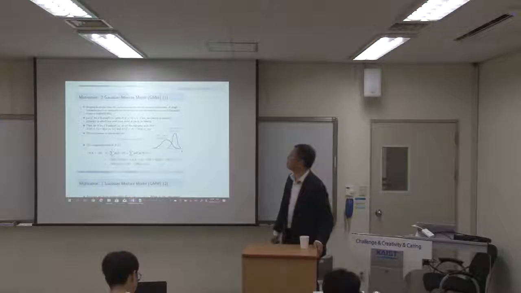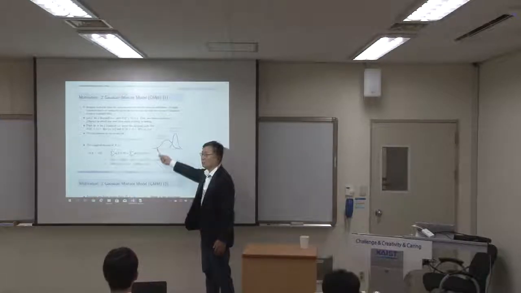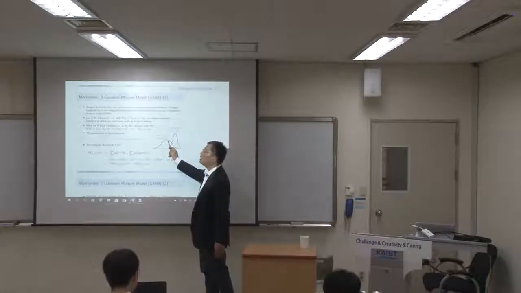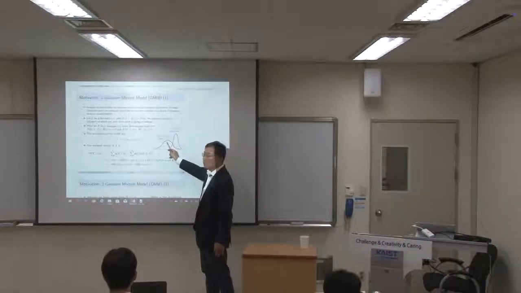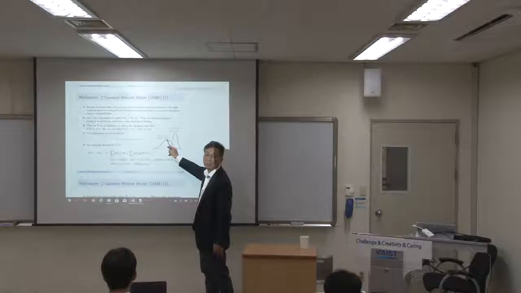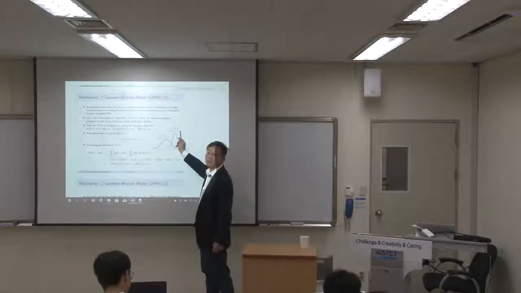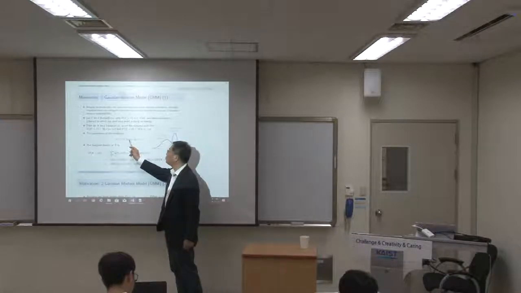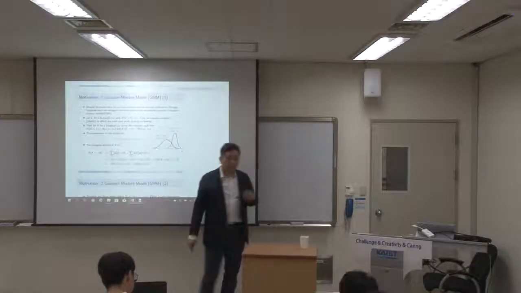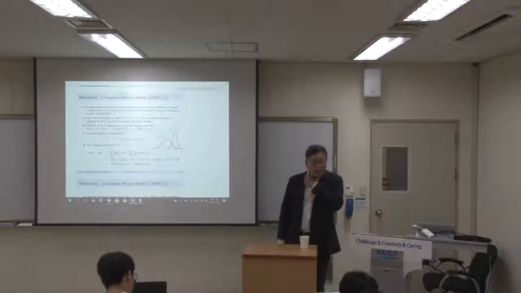How many parameters are associated with this? I have the mean, variance, and I have the probability of that one, and the other one is 1 minus that. So how many is that? 1, 2, 3, 4, 5. That's theta that I need to find.